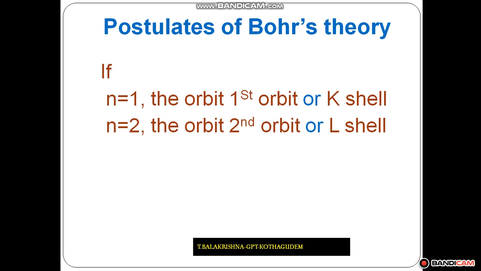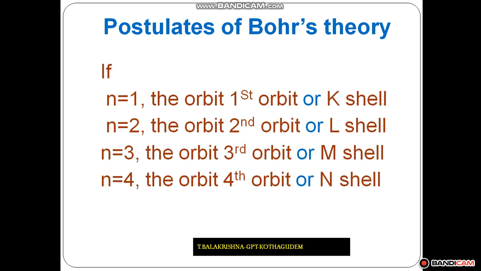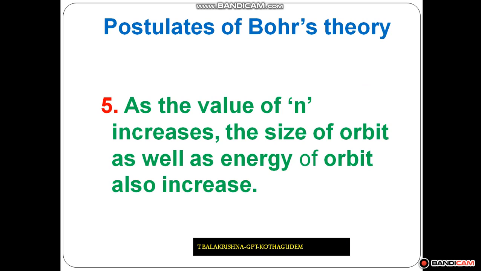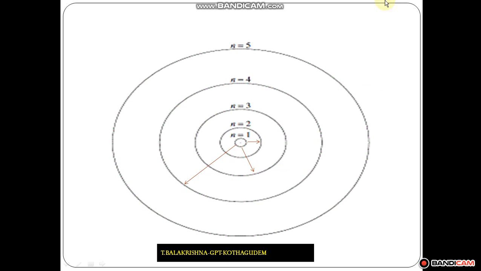As the n value increases, the size of the orbit as well as the energy also increases. In the first orbit, the size is this. For n equal to 2, the second orbit, the size is this. As the n value increases, for n equal to 3, the third orbit, the size is this. If the n value increases, the size of the orbit increases.